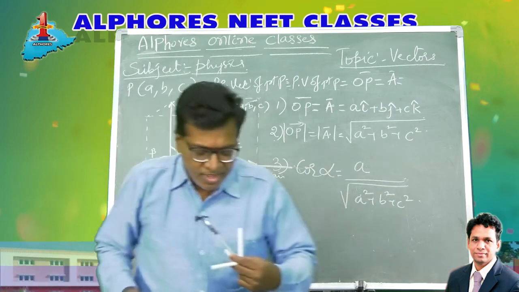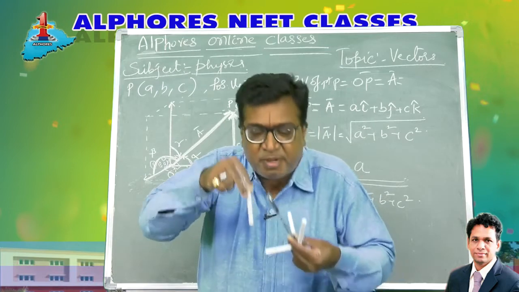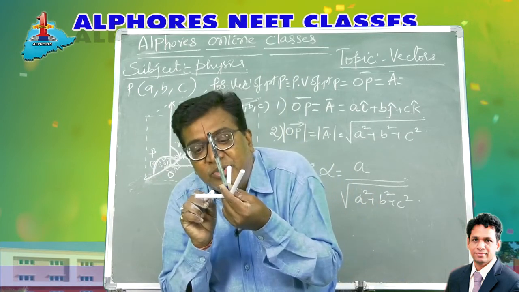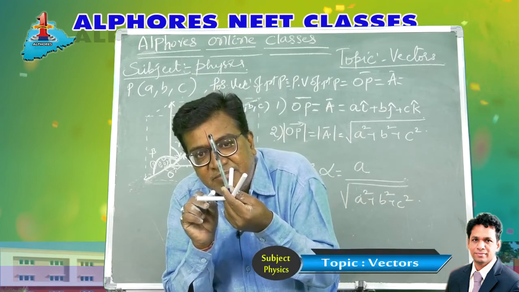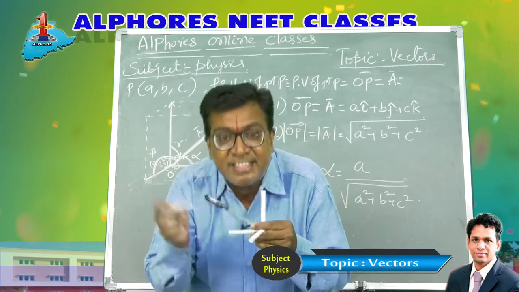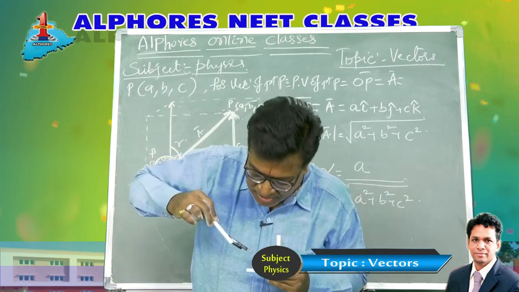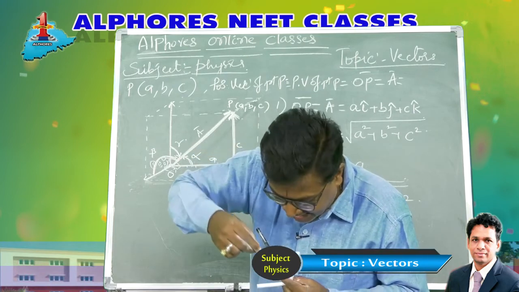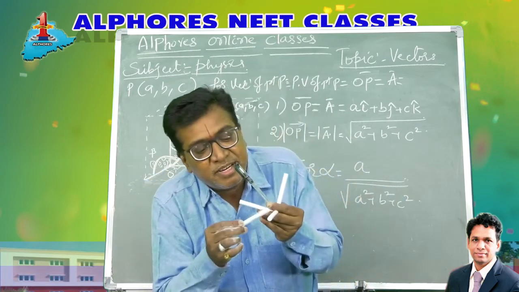Now similarly, this is xyz. Drop a perpendicular from here onto the y-axis. If I drop a perpendicular onto the y-axis like this, this again forms a right angle triangle. The angle made by the vector with the y-axis is beta. What is this length? It is b units along the y-axis. So drop a perpendicular from it, and this is the right angle triangle. The angle made by the vector with the y-axis is beta.